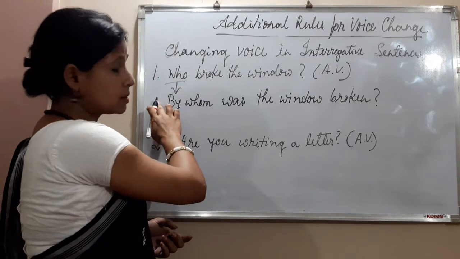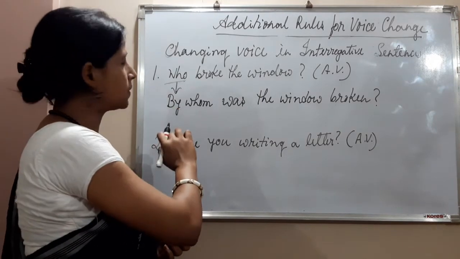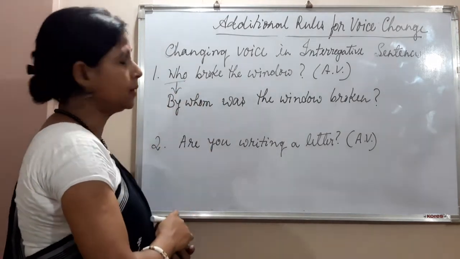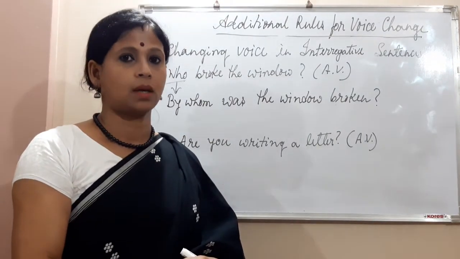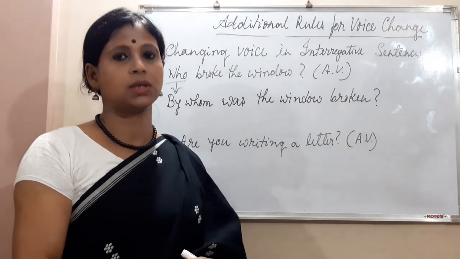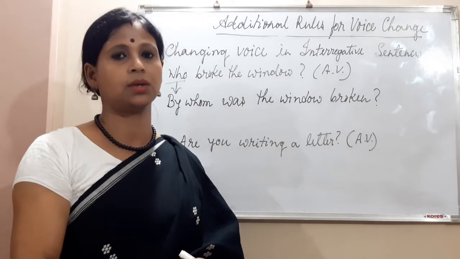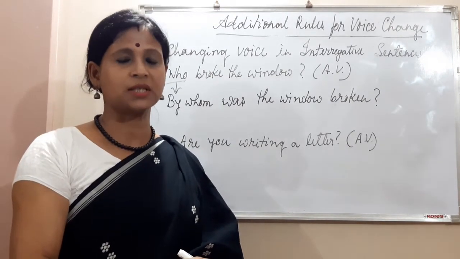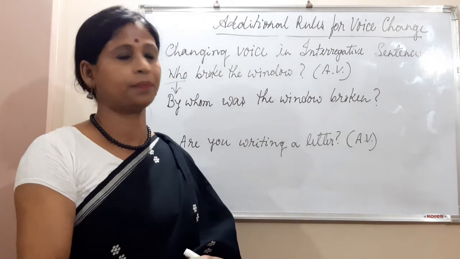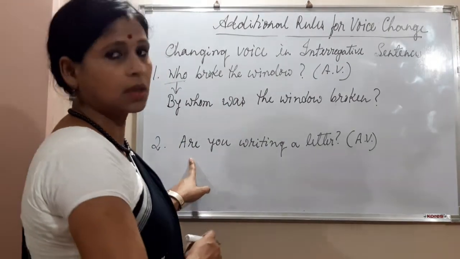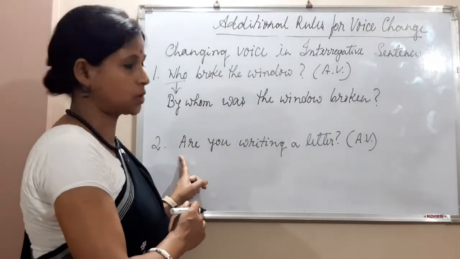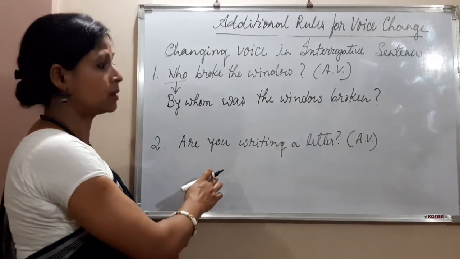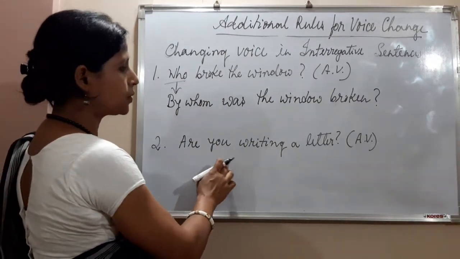This is a different question because it starts with a WH question word. You will get another sentence like, what are you doing? Okay, if that is the question in active form, what are you doing? Your answer will be what? What is being done by you? Now this is another sentence. It starts with an auxiliary verb, not a WH question, but this is again an interrogative sentence. Are you writing a letter?